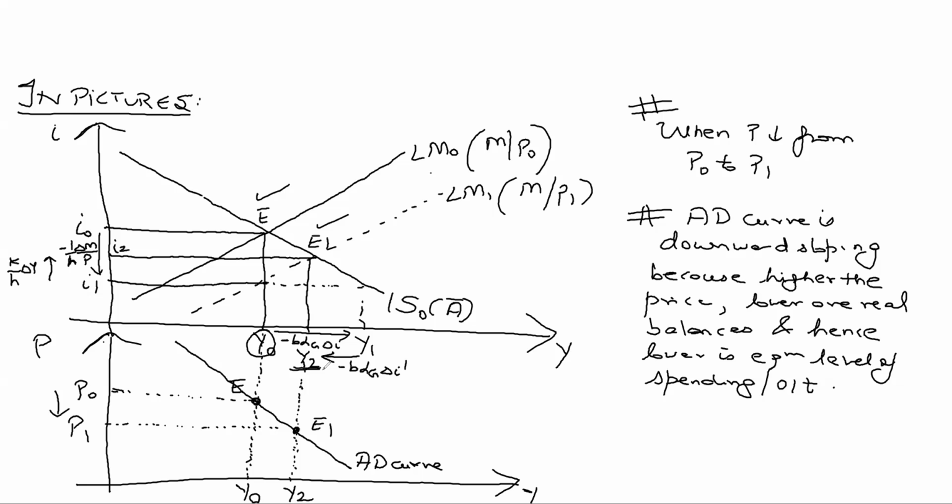Okay, so aggregate demand curve is downward sloping. Higher the price level, lower the real balances, and lower the level of equilibrium spending and output. Lower the price, higher the real balances, and higher will be the level of equilibrium spending and output. All this comes from the LM chain.